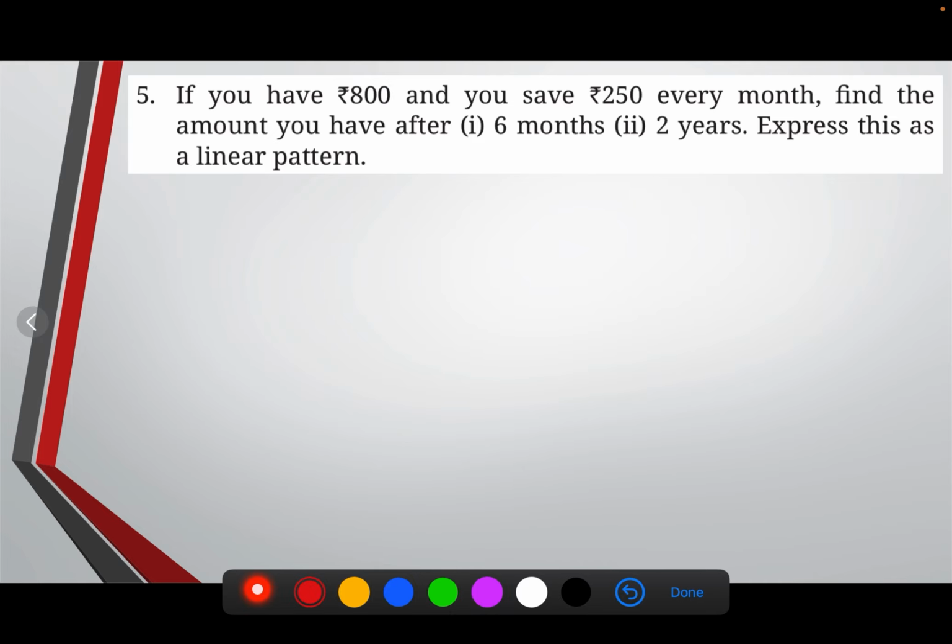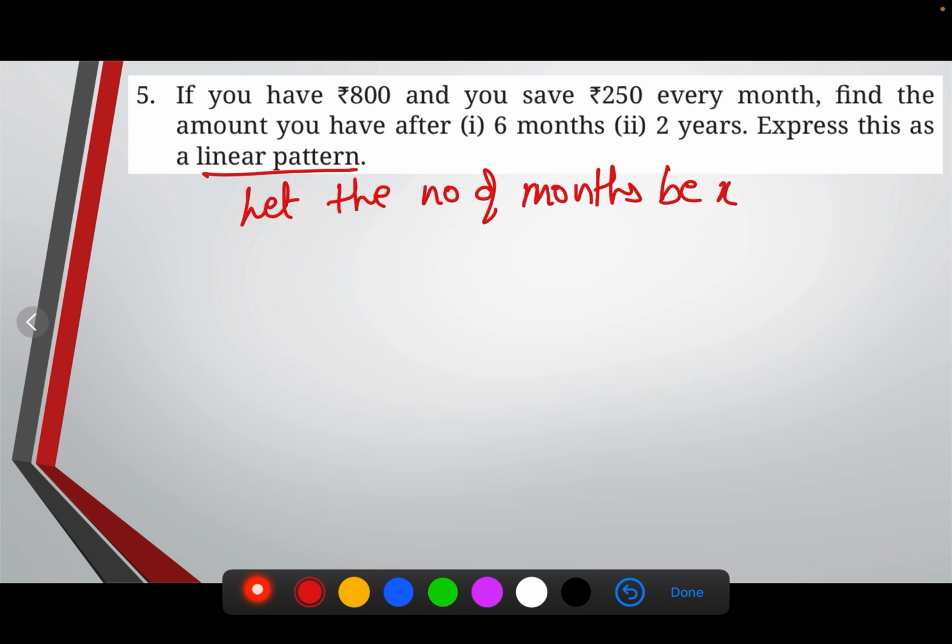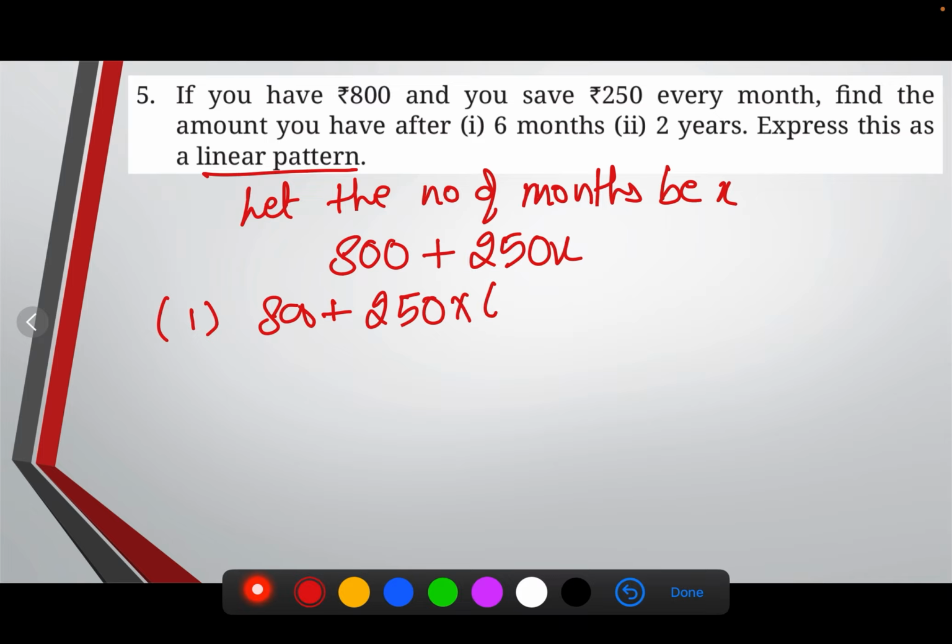You have 800. You save 250 every month. Find the amount you have saved after 6 months. So what I'll do is, I'll write the linear pattern first. Let the number of months be x. So linear pattern will be 800 plus 250x. So part 1, 800 plus 250 into 6. Multiply and add. Second part, 2 years. Have I the pattern in years? No. So I'll convert 2 years into the month, which is 24, and then write the answer.